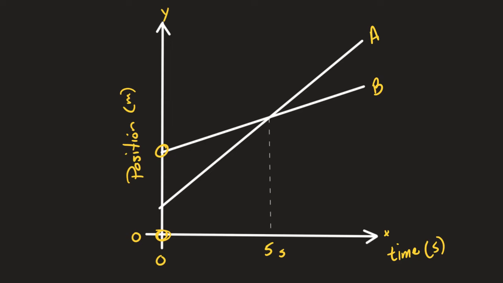Any vertical line here could help you represent that distance from the origin. Does that make sense? So do we all agree now that A is always further away from the origin after 5 seconds? All right, now the next question is, when do the two objects have the same speed?